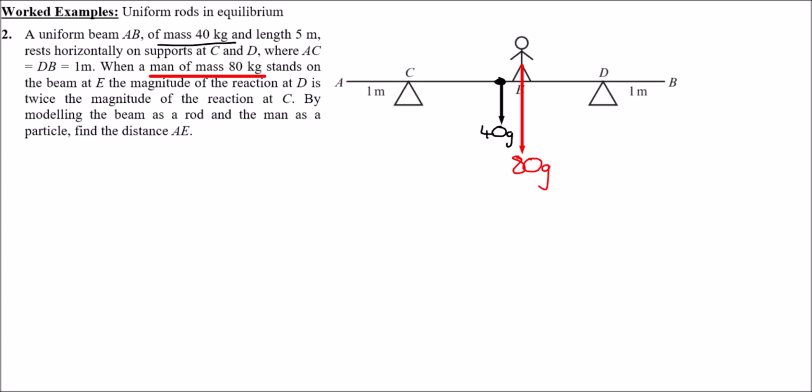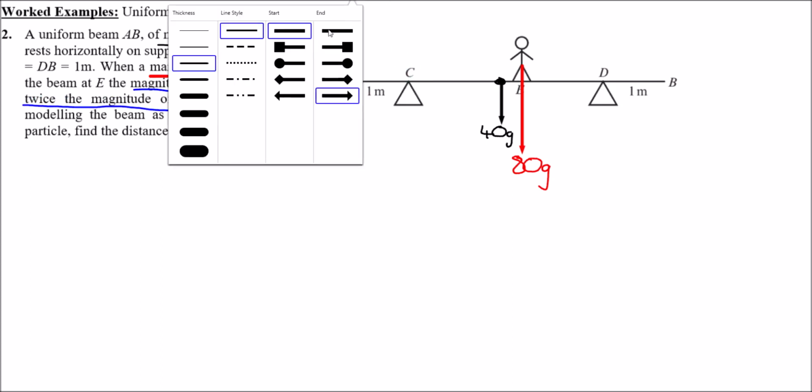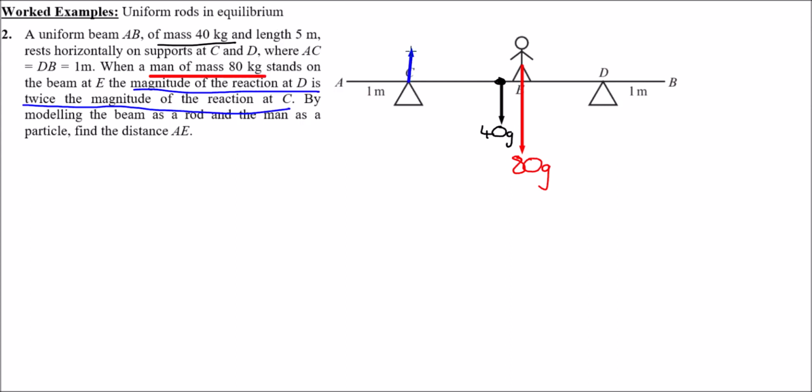Going back to what I was saying earlier, we're told here when he stands on this beam, the magnitude of the reaction at D is double the magnitude of the reaction at C. So at C, if I call the reaction at C simply RC, then we've been told that the reaction at D is double that. So if I call that RC, then RD is going to be double what that is. So rather than calling it RD, I'm going to call this 2 lots of RC. Double RC.